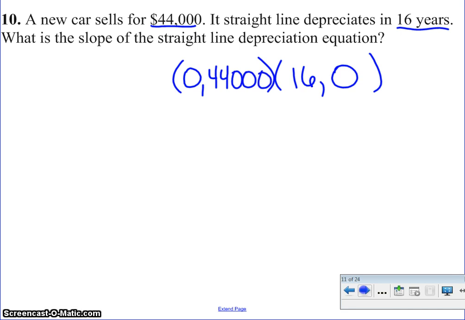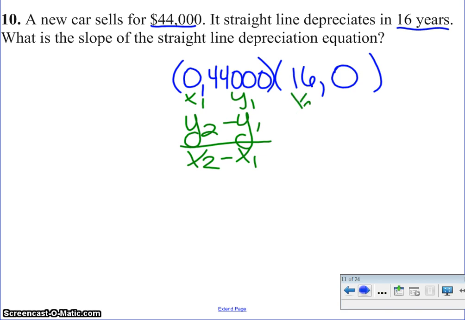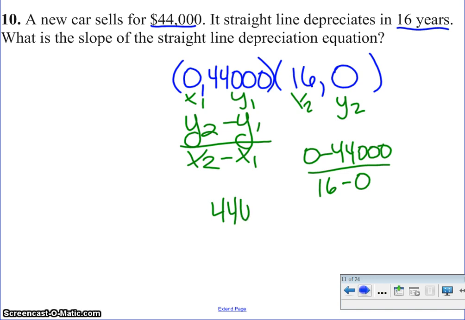Next, I need to put it into my slope form, which is y2 minus y1 all over x2 minus x1. So if I label these x1, y1, x2, y2, I have 0 minus 44,000 all over 16 minus 0. If I divide the 44,000 by the 16, and it's going to be a negative, I end up with a slope of negative 2,750.